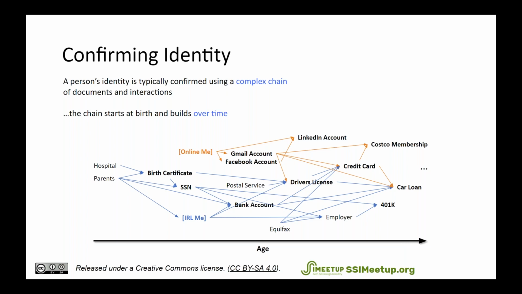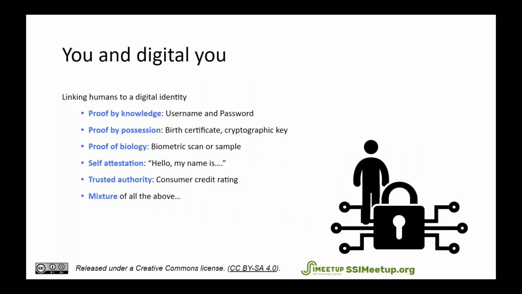So at some point in my life, I create a Gmail account or a Facebook account and so forth. And lo and behold, when I go to get, say, a driver's license or a credit card or a car loan, they start asking me for that information about my digital self as well as my real self. And I think this is something that is fairly recent that has come about, and I think is very, very telling. So you kind of have a you and a digital you, and the way we typically link those together is by a number of different things.